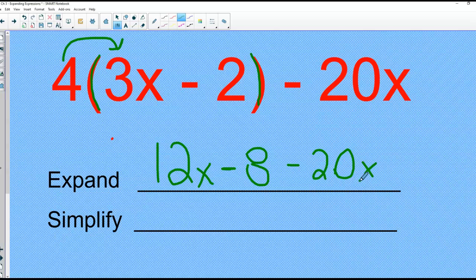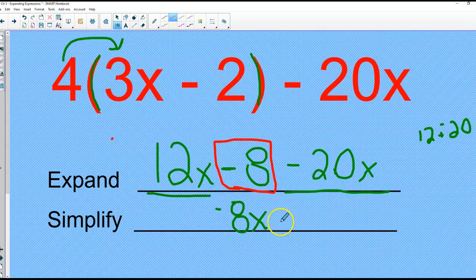Okay? And now we need to solve. We're looking to simplify. So, okay, I can combine my x's, right? Here's an x. And here's an x. So 12x minus 20x is your problem. So if you do leave change opposite, you get a negative 8x. And this one does not have anything to combine with. So just like we did before, we're just going to bring it down and rewrite it. And that is all we can do. Negative 8x minus 8 would be our answer.